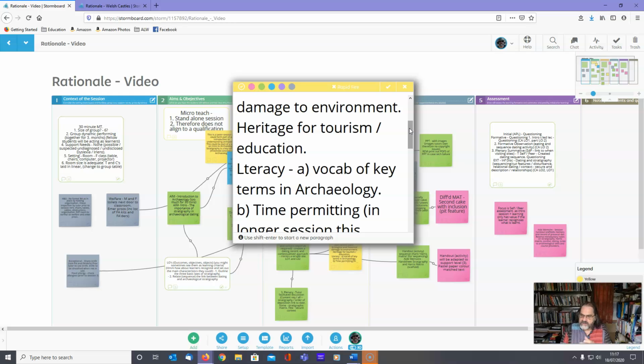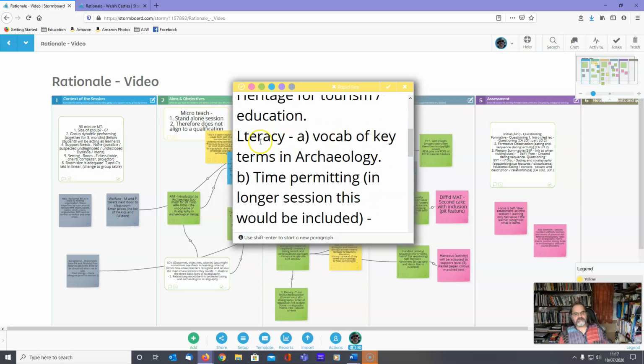So there's global citizenship, and obviously as we're in Wales, I'm also going to link that to Welsh place names and to Welsh history, and that gives me more of a Welsh dimension. Literacy: this helps, if you can spell one word right, is the vocabulary of key terms in archaeology.